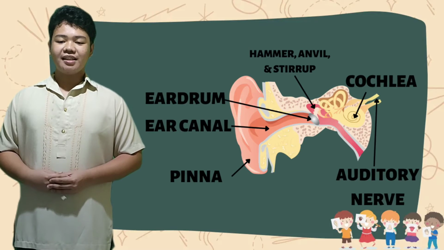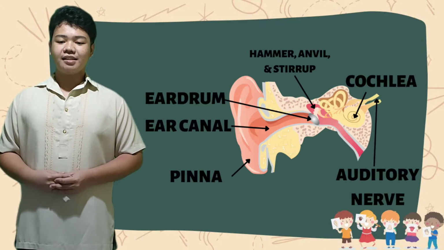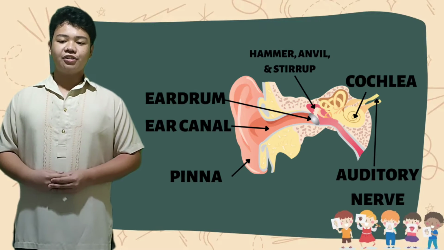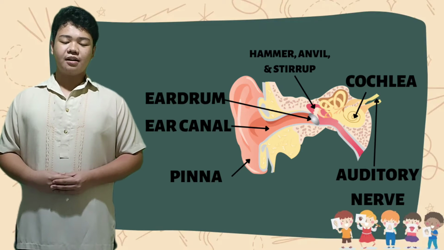When the liquid inside the cochlea vibrates, it sends messages to our brain through the auditory nerve to tell us about the sounds we hear. So again, class, what organs help us to hear? Okay, correct. Ears are used for what? Right, our ears help us to hear sound.